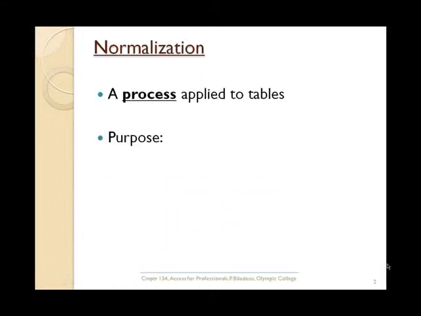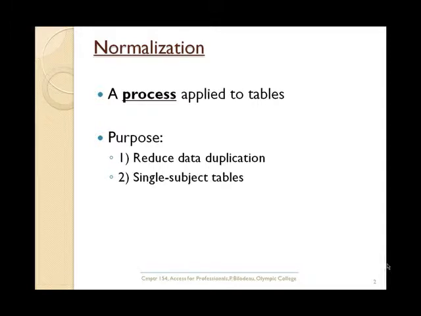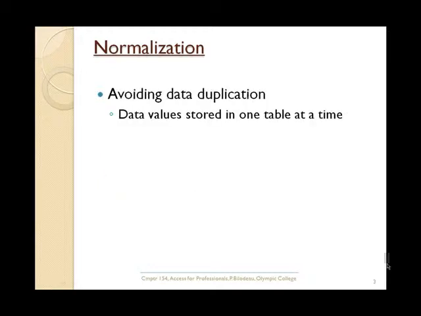Normalization is a process that is applied to the tables in a database. We normalize tables for two reasons: to eliminate or reduce duplication in the data, and to make tables concise and single subject. Let's look at these two reasons in more detail. One purpose for normalizing tables is so that data values do not get stored in more than one table. Avoiding data redundancy or data duplication is one of the main reasons for normalizing tables.